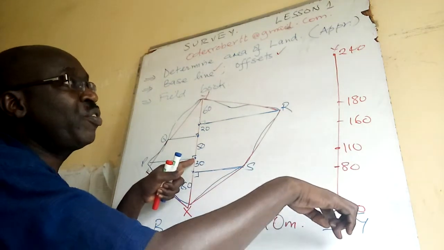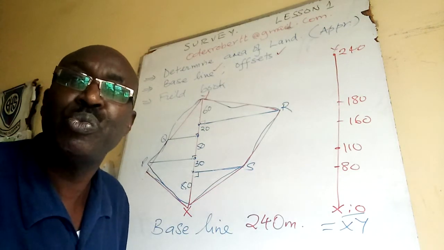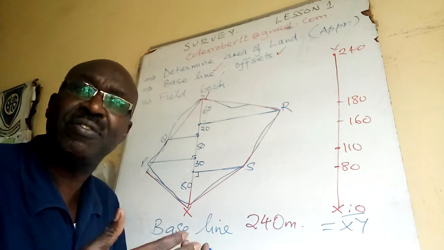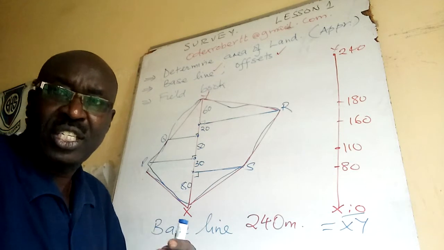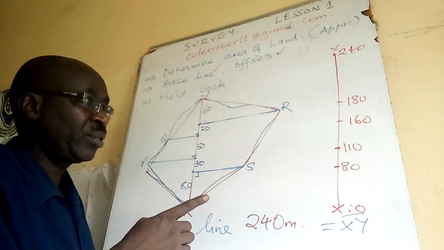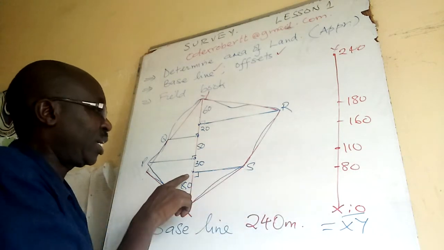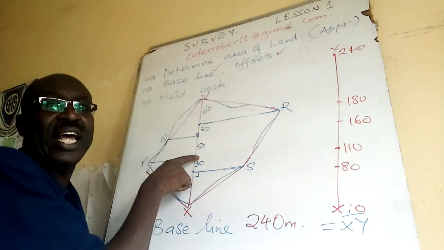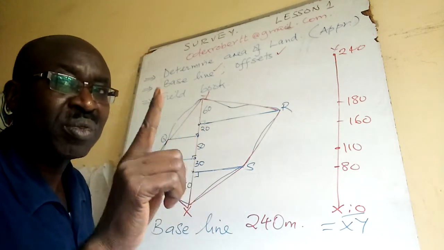So when I give you on baseline, I give you cumulative figures. The first one added to the second, that is the second point. Okay? So 80, I added this 30. The second offset to P is at 110 from X. 110 from X.